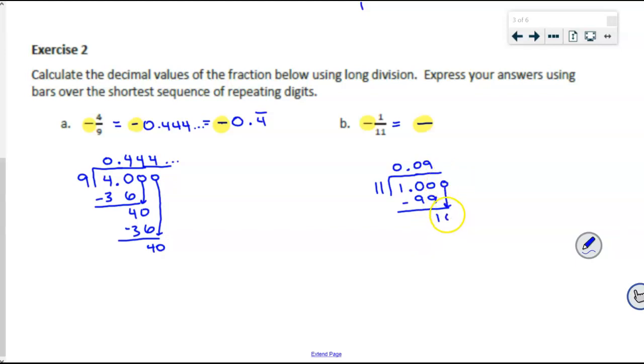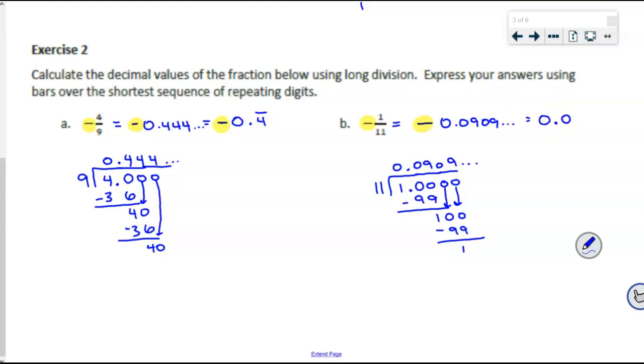Can 11 go into 10? No. So annex another 0. Can 11 go into 100? It can. How many times? 9 times. Did you catch that repetition? Kind of interesting, isn't it? So we see that this is going to repeat. And now we have negative 1/11 is equal to negative 0.0909. What is the part that's repeating?